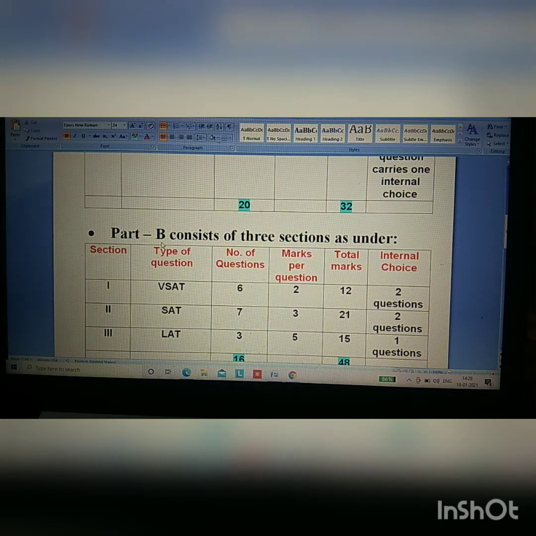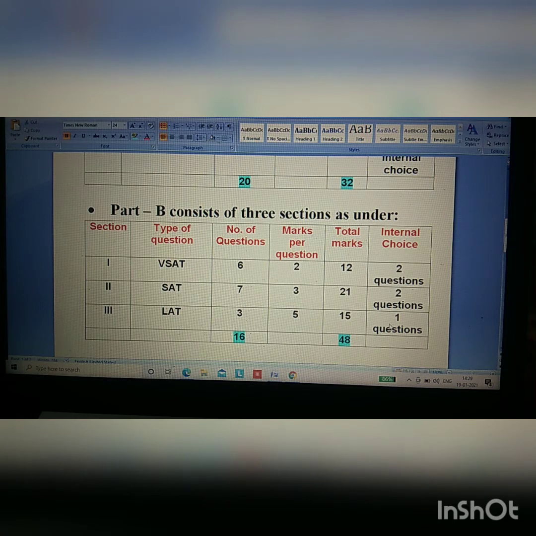Further, section 2 of part B has short answer type questions. There would be 7 short answer type questions carrying 3 marks per question and the total weightage would be 21. Further, 2 internal choices are there. Then section 3, long answer type, carries 3 questions with 5 marks per question, so the total weightage would be 15, and there is 1 internal choice.